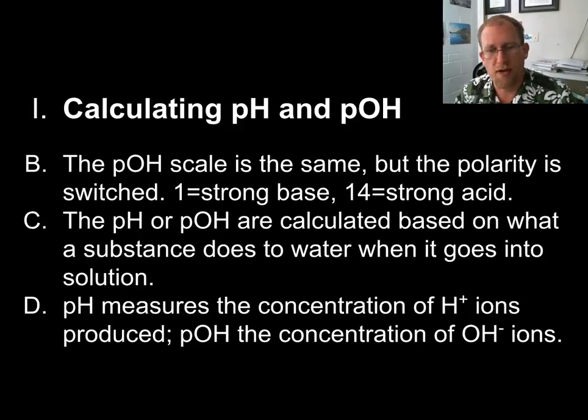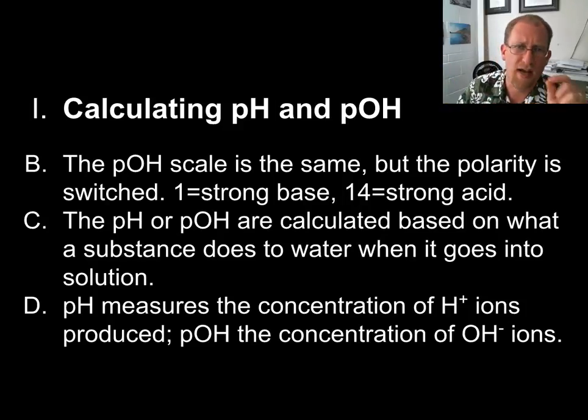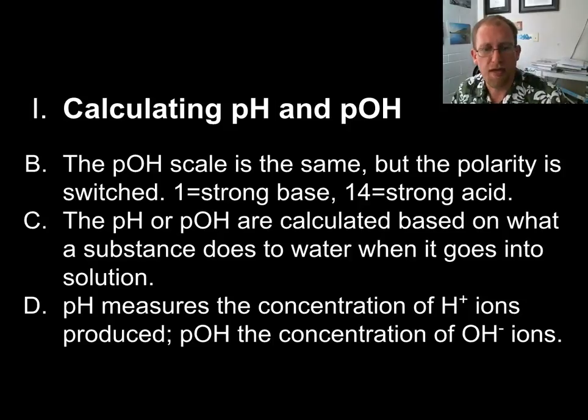The pH or the pOH scale is based on what a substance does to water. That's kind of confusing because at first you might think it's how many hydrogen ions there are. Well, yes, but not really. We look at what the hydrogen ions do to water, and then we measure how prevalent that modified water molecule is. I'll show you a picture in just a moment. pH measures the concentration of hydrogen ions produced, and pOH measures the concentration of the hydroxide ions produced.